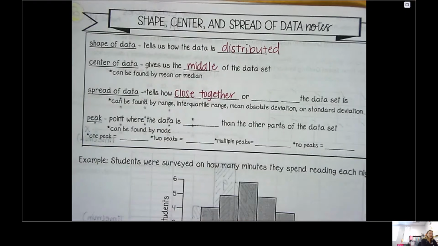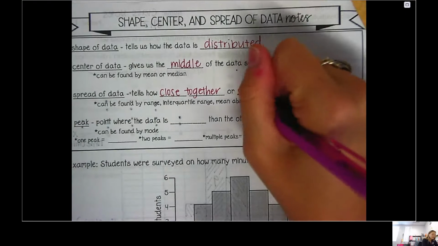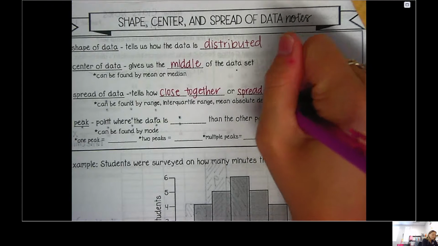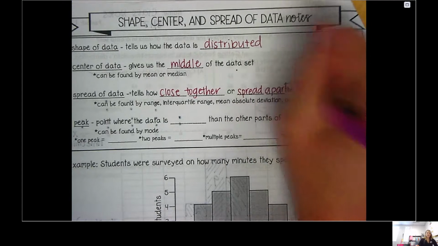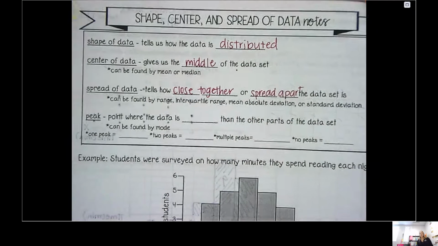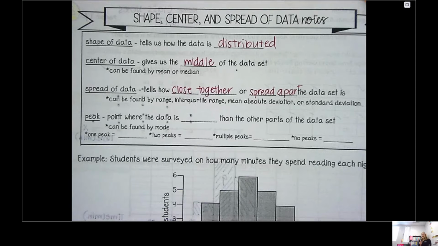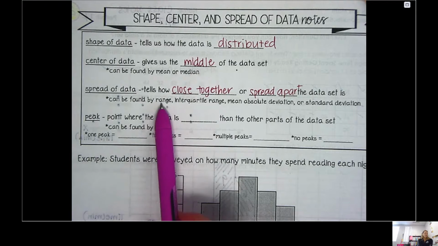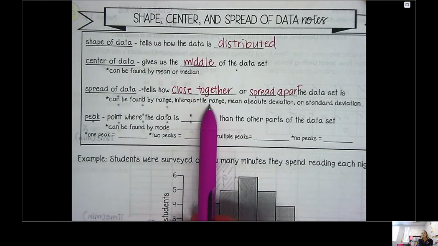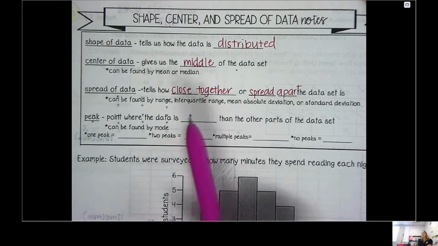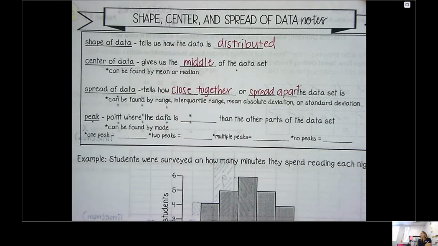It tells me how spread apart the data is. So depending on what the data looks like, we're either going to be using the range, the interquartile range, the mean absolute deviation, or standard deviation. I'm going to explain what all those mean in a moment.